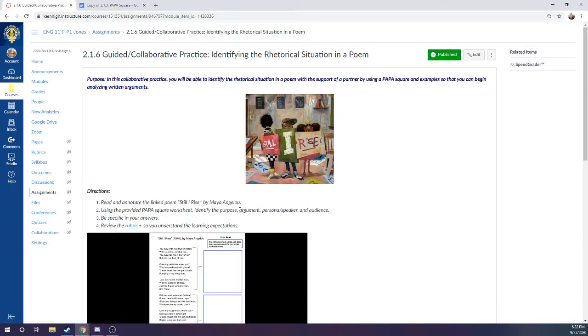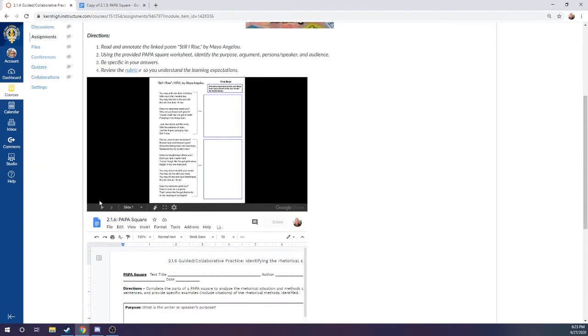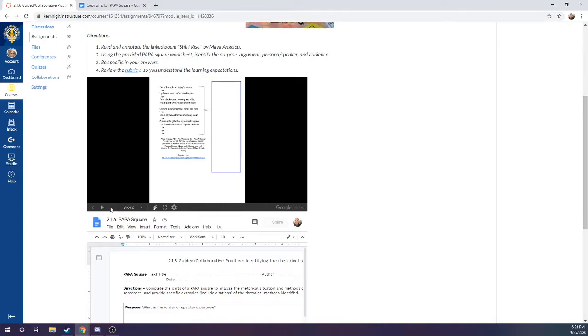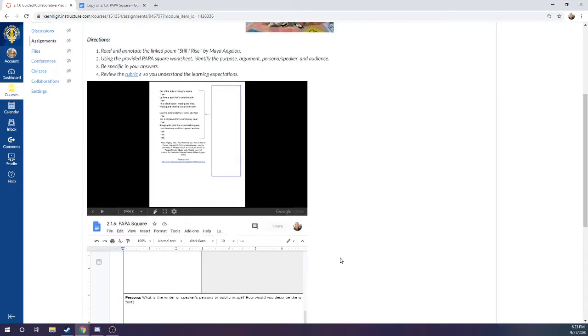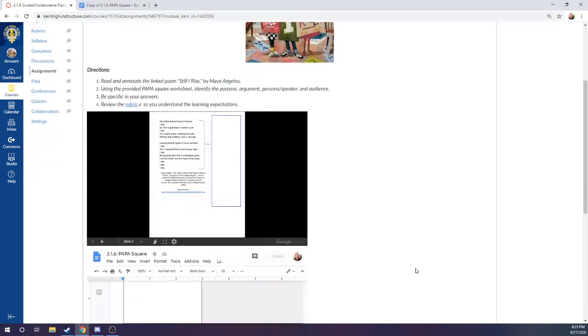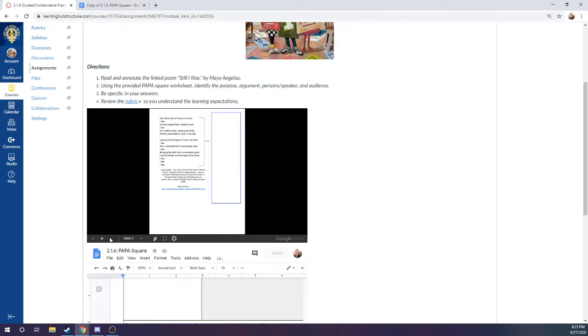This next activity has you practice again with the PAPA square. But this time, instead of looking at 4 different advertisements, you are just going to be reading one poem. And we'll read this in class together. And the slide presentation, it'll walk you through the process. Actually, no, the slide presentation is just the poem. That's not supposed to look like a slide. That's supposed to look like a document. I might have to fix that later.